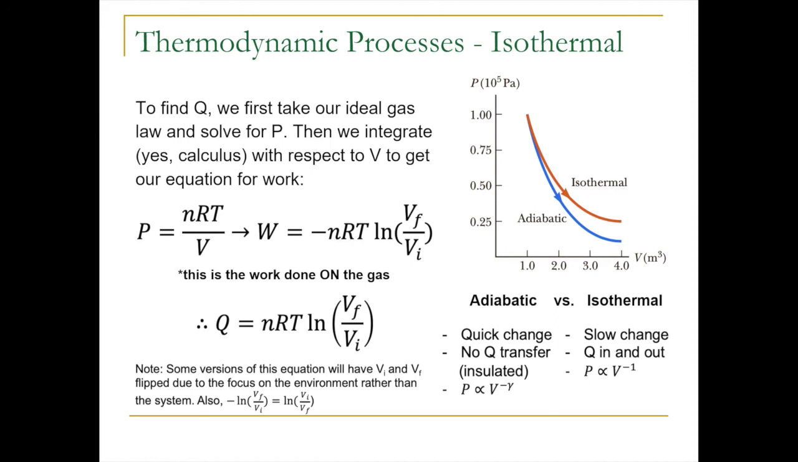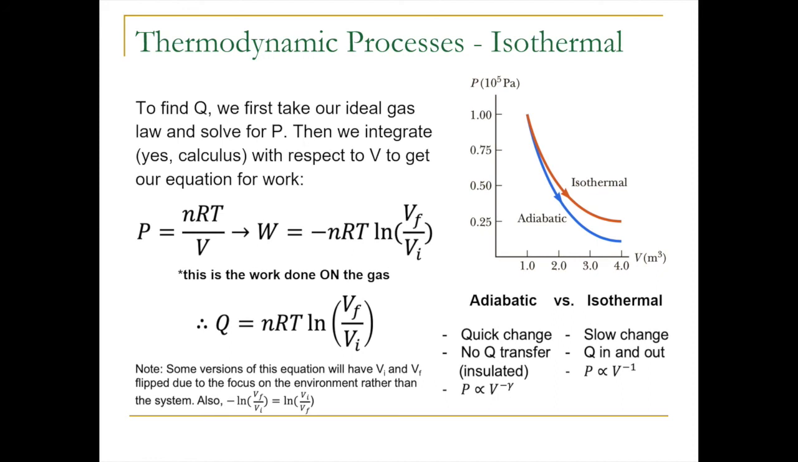Well, this isn't done easily when it's a curved process, so what we would actually have to do is some calculus, and you integrate P with respect to V. I'll save you the hassle, and I'll get to the point that the work being done on the gas is equal to negative nRT times the natural log of the final volume divided by the initial volume.